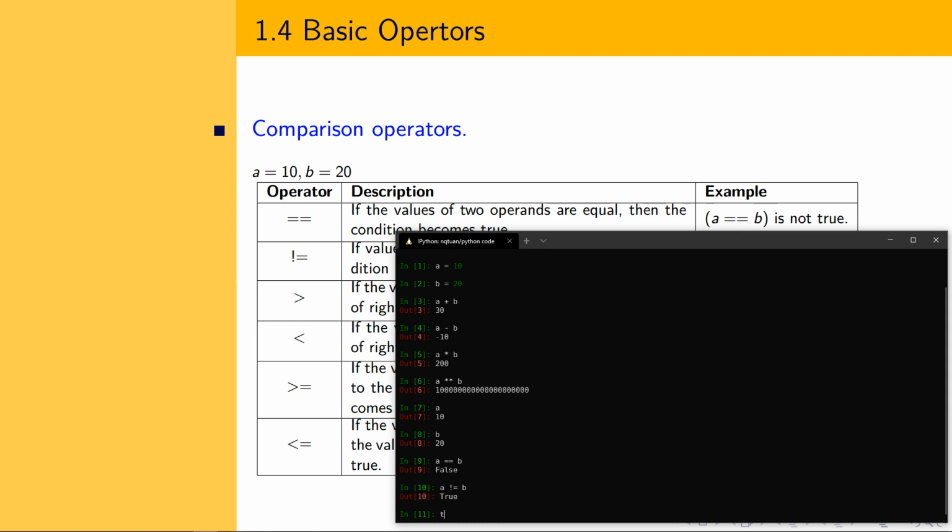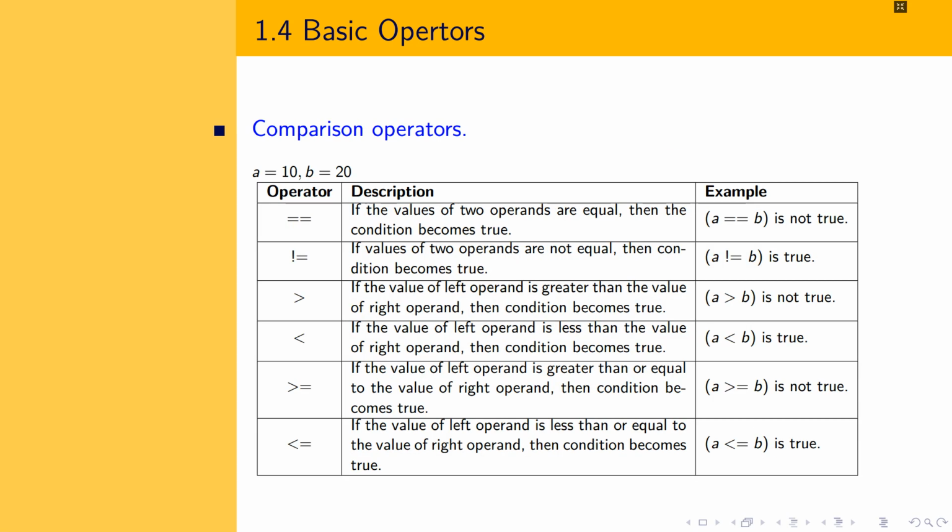You can test the type of the return value here, like type of a equal to b. So the type is bool. Bool is for boolean. So it says that the return value of the expression is true or false, depending on whether the comparison is correct. So you can try programming yourself with these other operators.